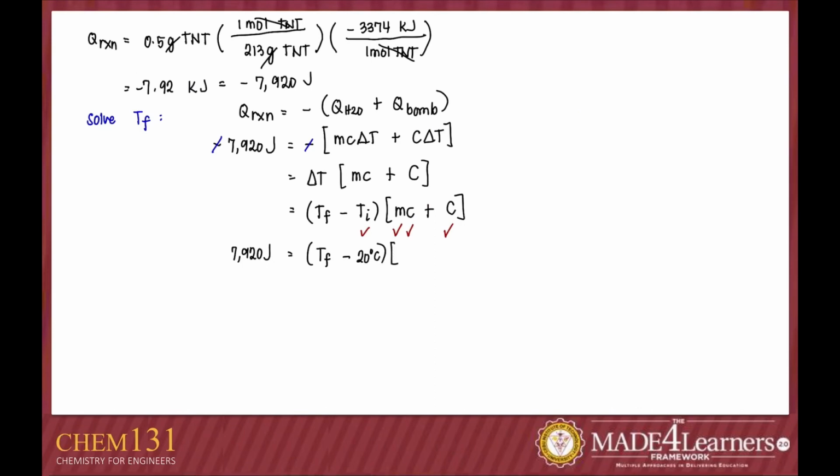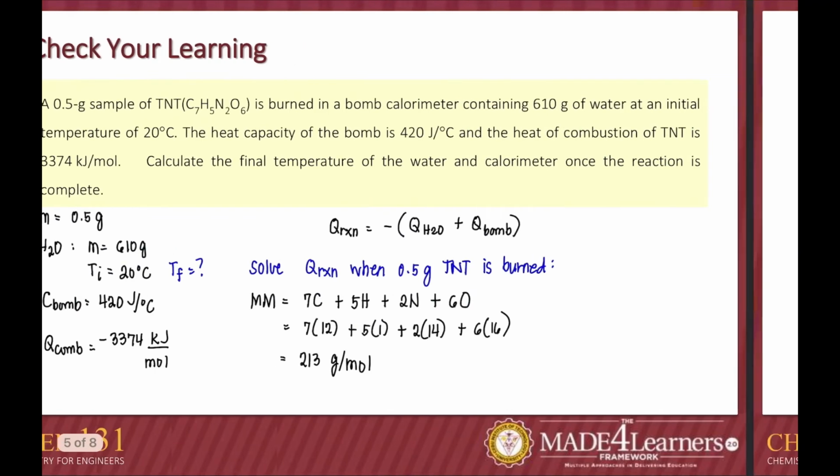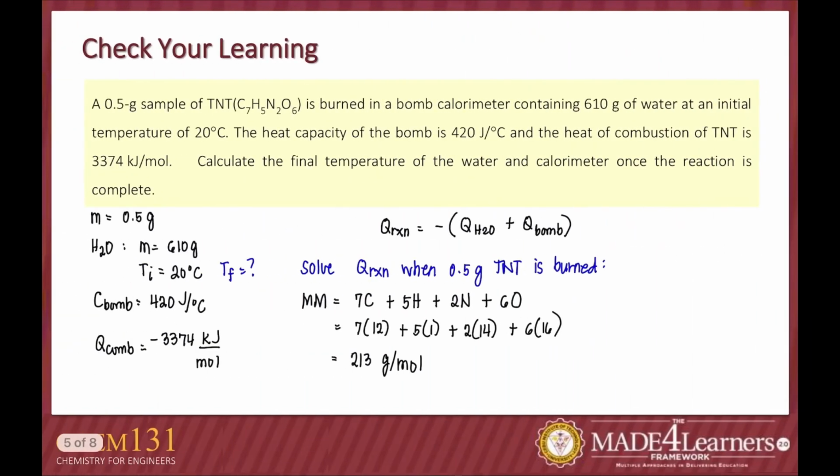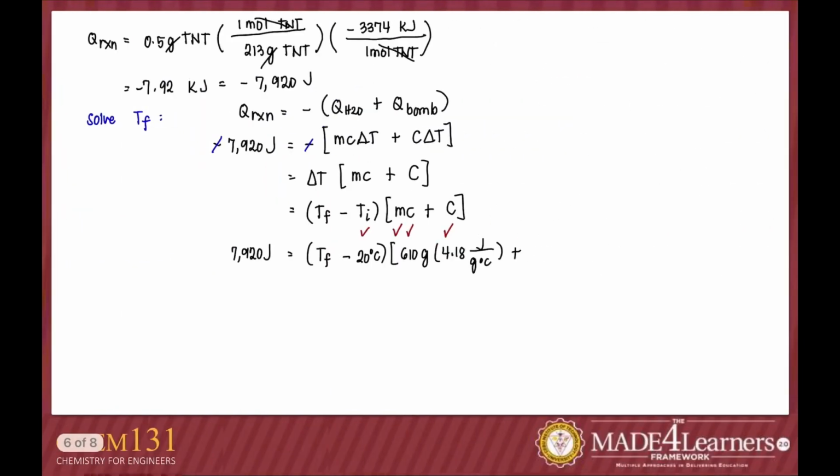Times, pila ito yung masa itong tubig? Okay, it's 610 grams, times 4.18 joules per gram degrees Celsius, plus, pila ito yung heat capacity sa atong bomb? Okay, it's 420 joules per degree Celsius. Okay, so na-cancel ni ang grams, no? Ma-cancel ang grams, ana niya. So, compute.